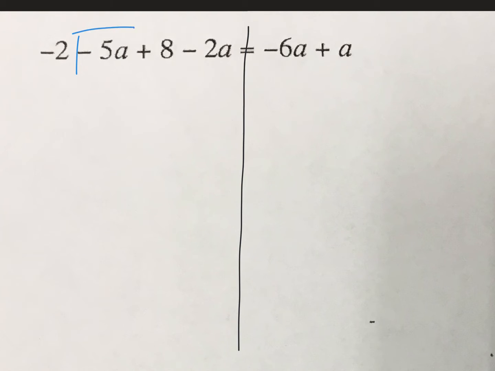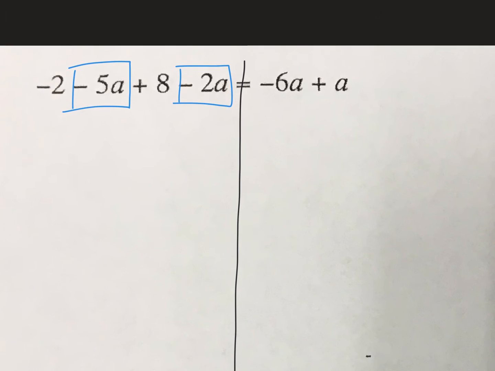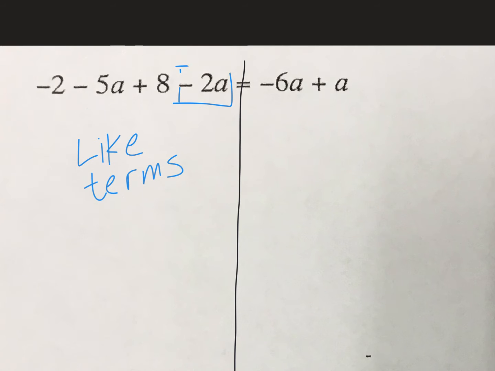And so I'm going to turn your attention here to where you have a negative 5a and a 2a. Because those have the same variable, they are what we call like terms, which means because they're on the same side of the equal sign and because they both have an a, we can combine them. We can put them together.